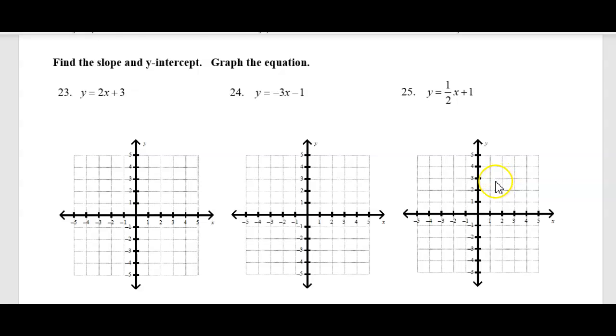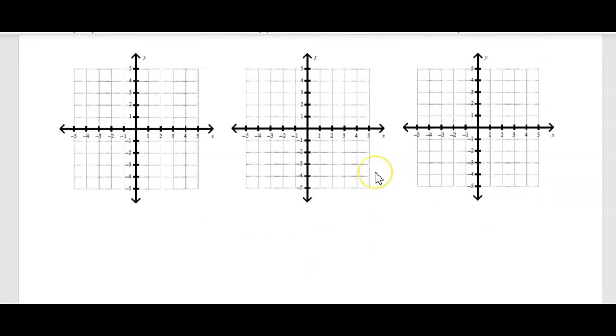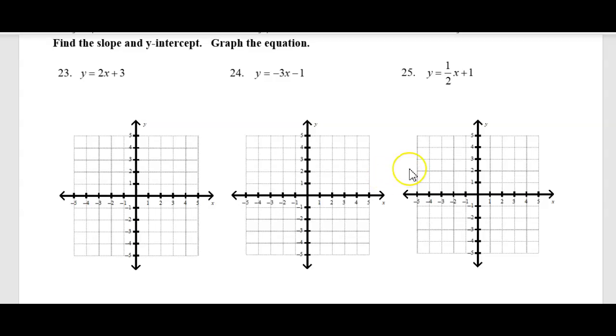And last one here that I will do. Following Mrs. Condell's advice, I'll do 25. It says find the slope and the y-intercept. My slope is 1/2. My y-intercept is a +1. So that b tells me where I begin. And the m tells me how I move. Going up 1 over 2. So I go up 1 over 2.